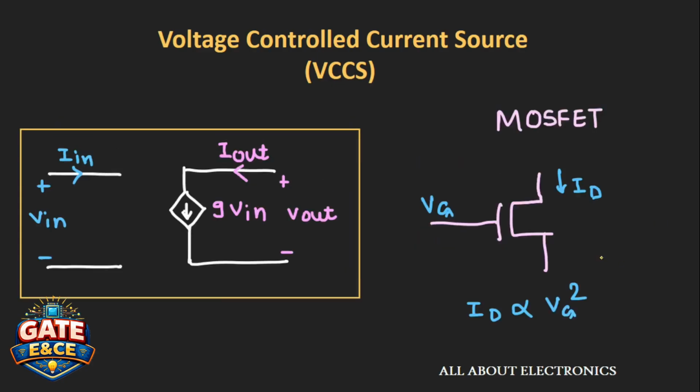The practical example of a voltage controlled current source is the MOSFET. In the MOSFET, as we change the gate voltage, the drain current changes accordingly, and the approximate relation can be given by this expression. So as we change the gate voltage, the drain current changes accordingly.